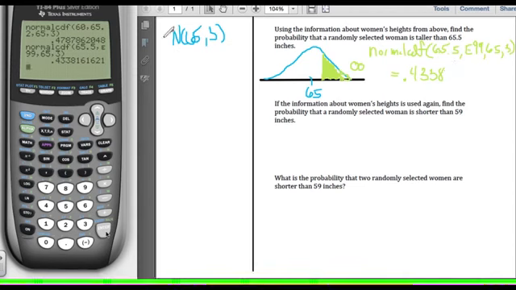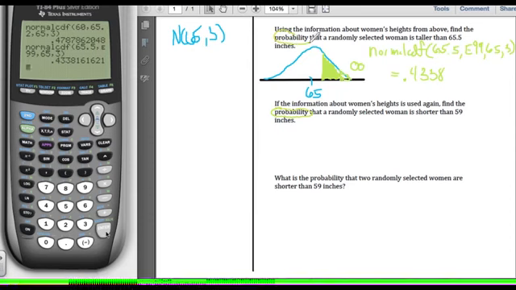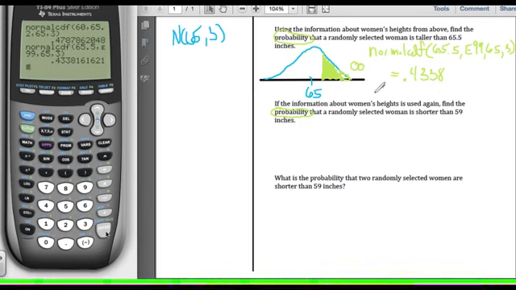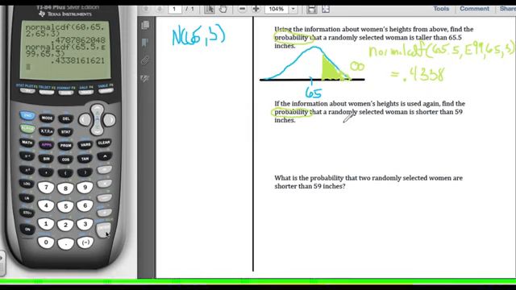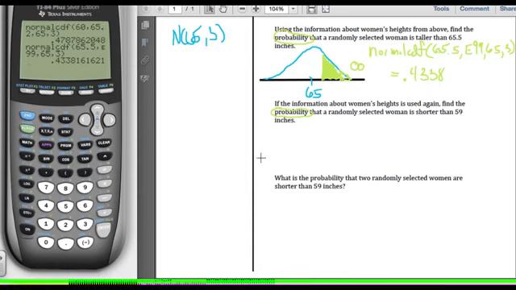One more example going the opposite way, once again talking about women's heights. I want the probability. That's a key word that tells me to use normal CDF. When I want a probability and I know I have the normal distribution, which is what I know about women's heights, I know I'm going to go to normal CDF. I want the probability that a randomly selected woman is shorter than 59 inches tall.